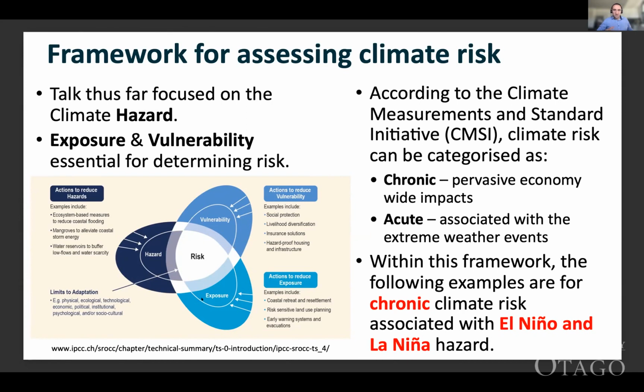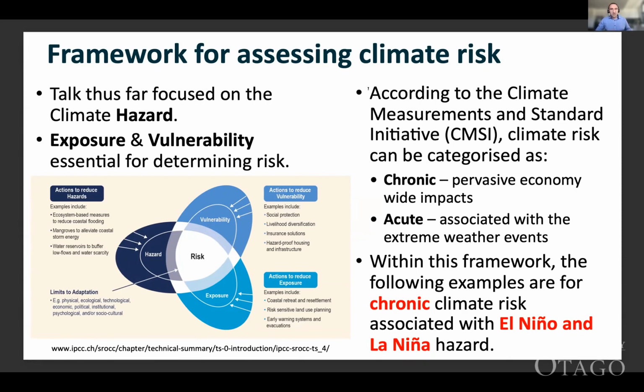But on the flip side, imagine a highly densely populated area with old housing stock that's not necessarily resilient to high winds. Then a small change in propensity for extreme winds could have a drastic increase to risk if the exposure is high and all of the exposed assets are vulnerable to that class of hazard. So I like the framework that this has been placed in. This is an image from the IPCC.